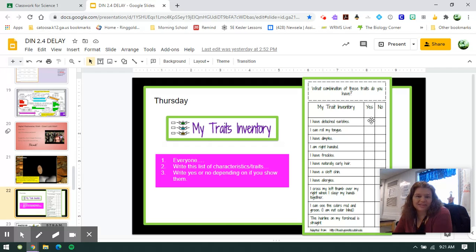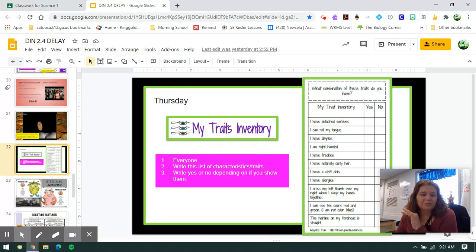I had a couple of students say today, well, I write with my left hand and I also write with my right hand. If that's the case, just put both. That is okay. I do have some students who have one detached earlobe and one that's attached. That's okay. Put down both. It's just going to do a self inventory of your traits. That's going to lead nicely into our activity today.